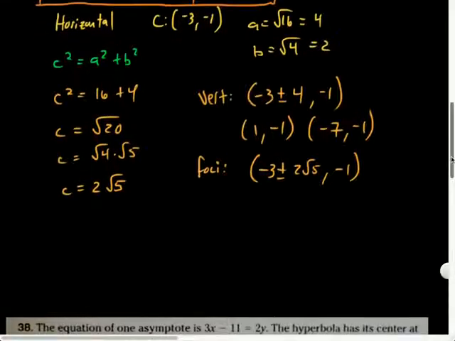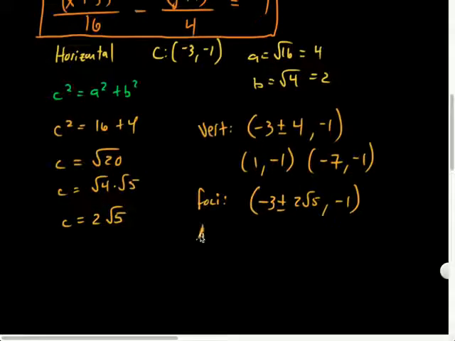And let's figure out the asymptote. The asymptote, we'll put this in kind of point-slope form, y plus... wait a minute. Have we been doing it y equals? Yeah, okay. All right.